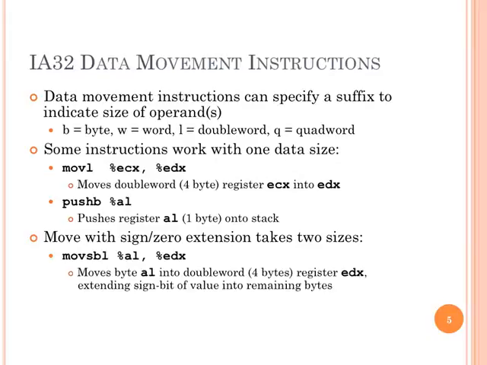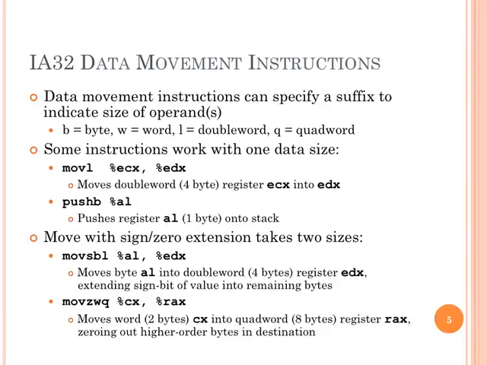So you have movsbl. I'm moving with sign extension a byte into a double word. The L actually stands for long word. So byte AL into double word EDX, and we're going to extend the sign bit all the way through EDX. And then movzwq: I'm moving a word, a 2-byte value, into a quad word register, which is probably one of the few places you'll actually see one of the R registers, and it will do zero extension. So any of the unspecified higher order bits will be 0.